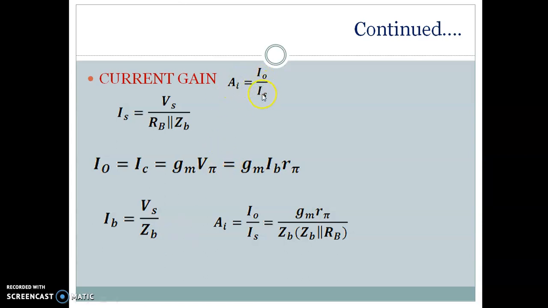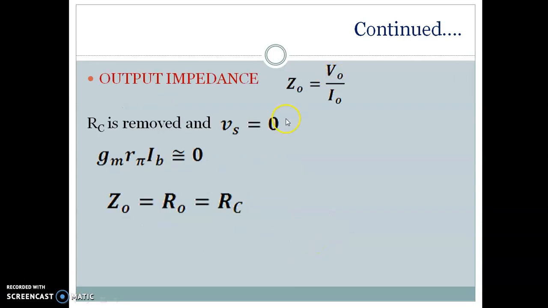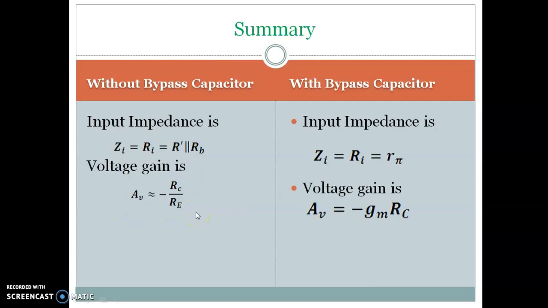And current gain, it is I naught by Is, which is given as Vs by Rb parallel Zb. Okay, your Is is given as Vs by Rb parallel Zb, and I naught is Gm V pi, and your Ib is equal to Vs by Zb. So A is equal to I naught by Is, which is given as Gm R pi divided by Zb into Zb parallel Rb. And output impedance is obtained by short circuiting the source, and RC is removed. So therefore Gm R pi Ib is set to 0, and Z0 is equal to R0 is equal to RC.